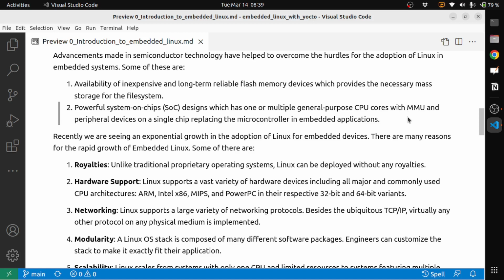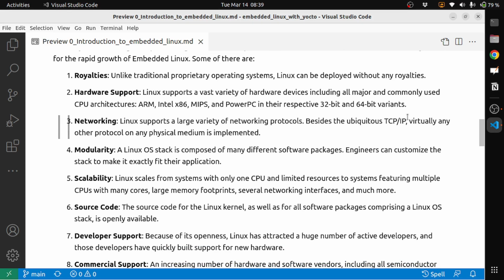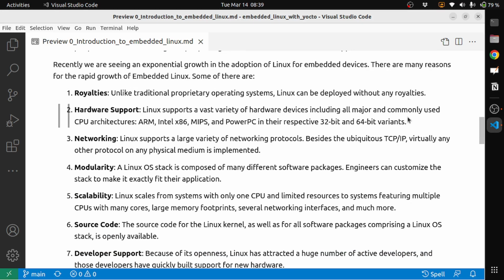So these days we have systems on chip, called SoCs, which have MMUs, which brings the capability to run Linux on these SoCs. Recently, we are seeing an exponential growth in adoption of Linux for embedded devices. There are many reasons for this rapid growth of embedded Linux.